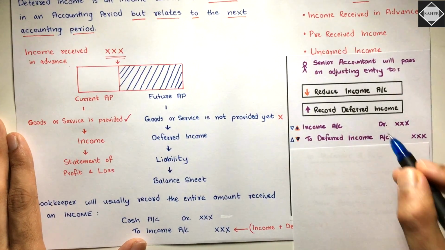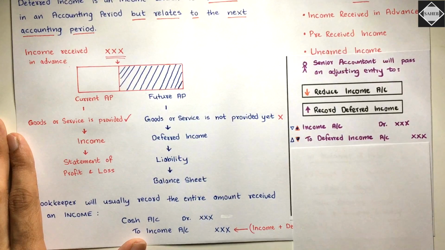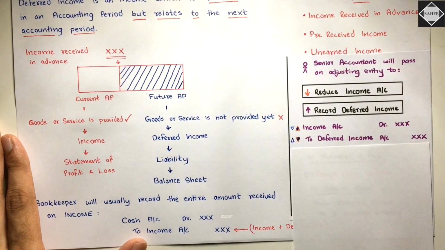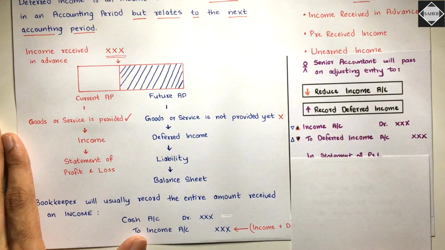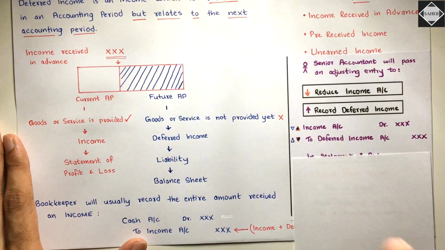Is that clear? Deferred income is a liability account which has a credit balance. You are crediting it to increase it. Is that clear? Simple and straightforward. Fine. Understood. Now this is the adjusting entry, and then in the next accounting period, on the first day, you will have to pass the reversal entry, the exact opposite of that. We'll see that in the example.